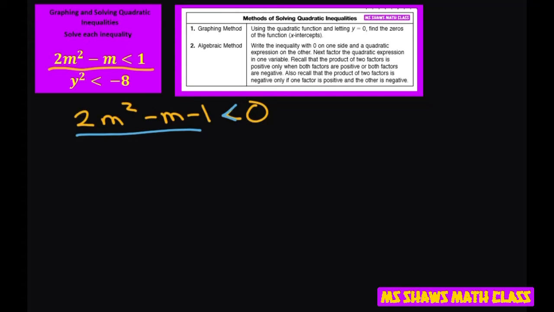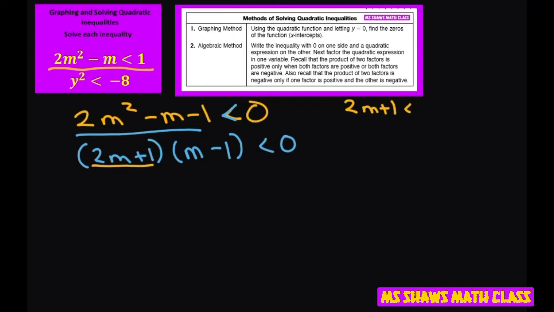So when I factor this, I'm going to get 2m plus 1 times m minus 1 is negative. And if you solve for this, if you set this to 0, 2m plus 1 is less than 0. You get 2m is less than negative 1, so m is less than negative 1/2. And for this one, you're going to get m is less than 1.